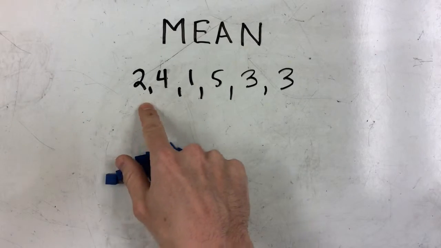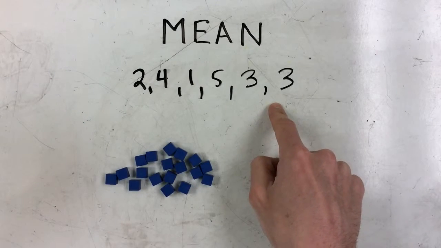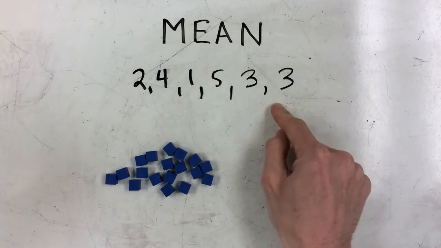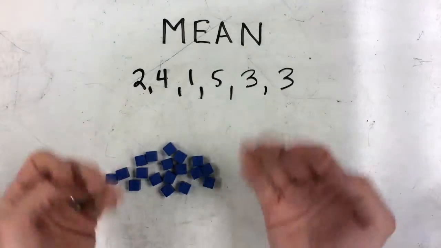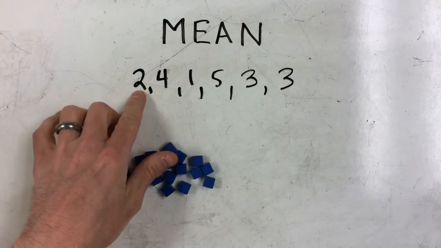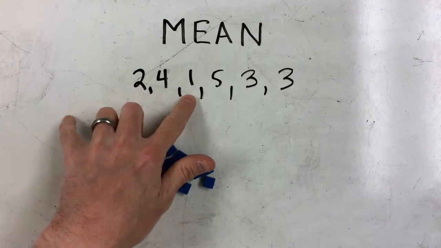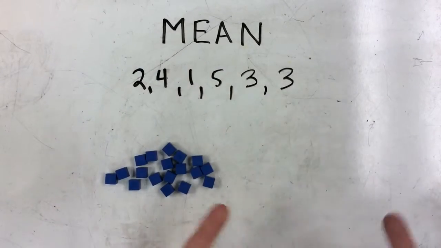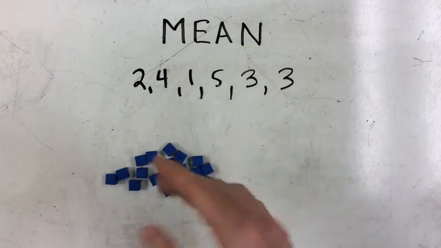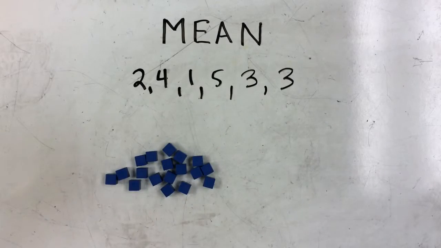So here's the data we're talking about, and it represents the number of hours of homework 6 different students spend on a given day. One student spends 2 hours, the other spends 4, another one spends 1, another one spends 5, another one spends 3, and another spends 3. 6 students, 6 different amounts of time spent on homework.